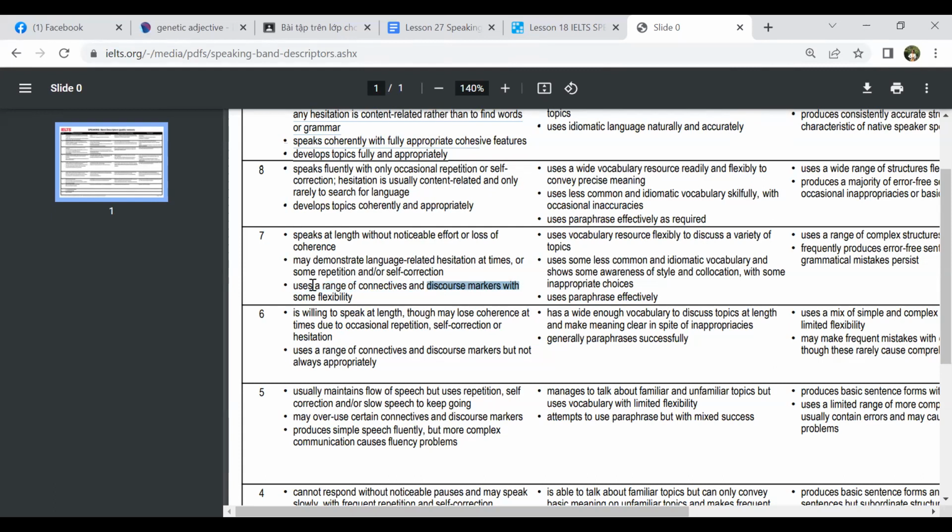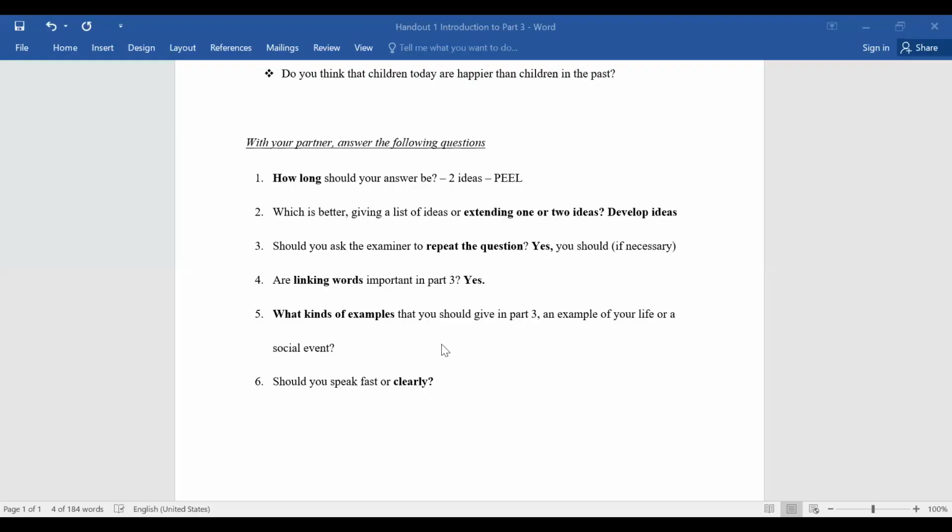And if you don't use a range of linking words and discourse markers, I can't award you band 7, because you must satisfy all the requirements if you want band 7 or band 8, right? Thank you. So give me evidence so that I will award you a high band.